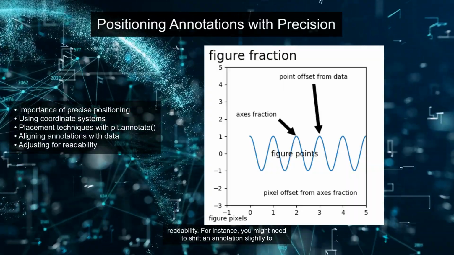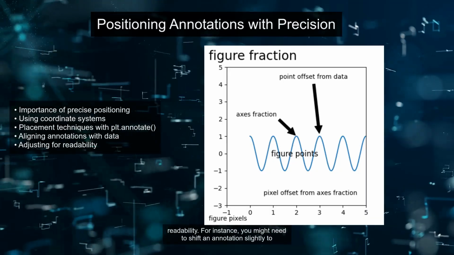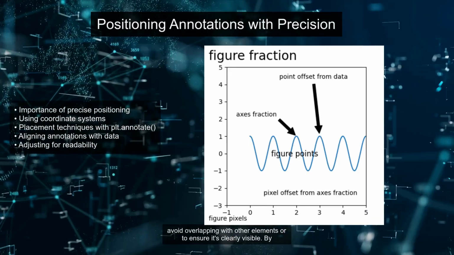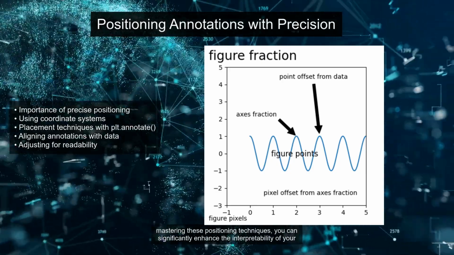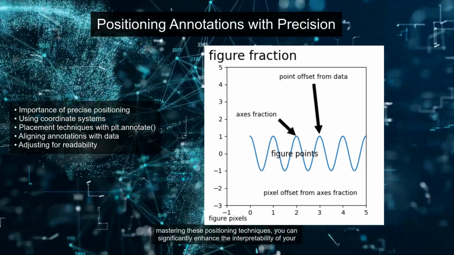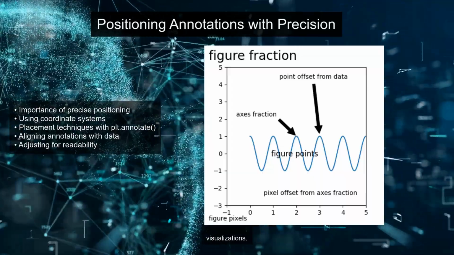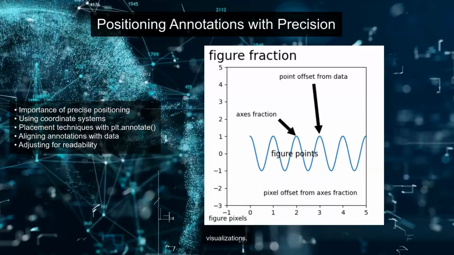Moreover, you can adjust the alignment and offset of your text to improve readability. For instance, you might need to shift an annotation slightly to avoid overlapping with other elements or to ensure it's clearly visible. By mastering these positioning techniques, you can significantly enhance the interpretability of your visualizations.